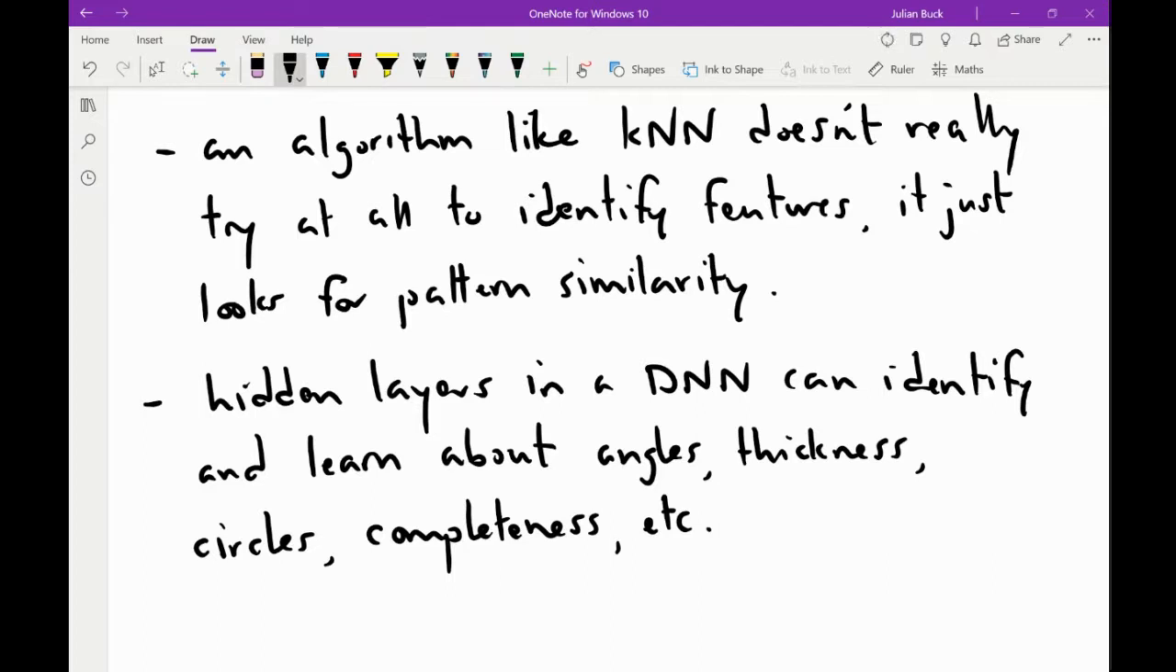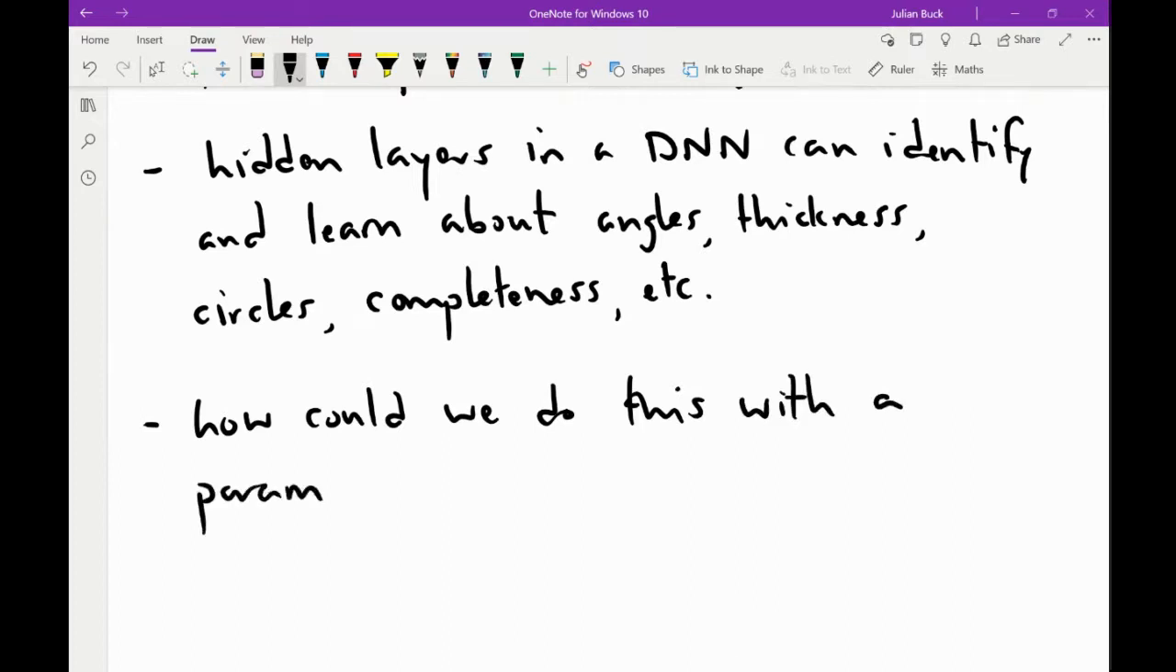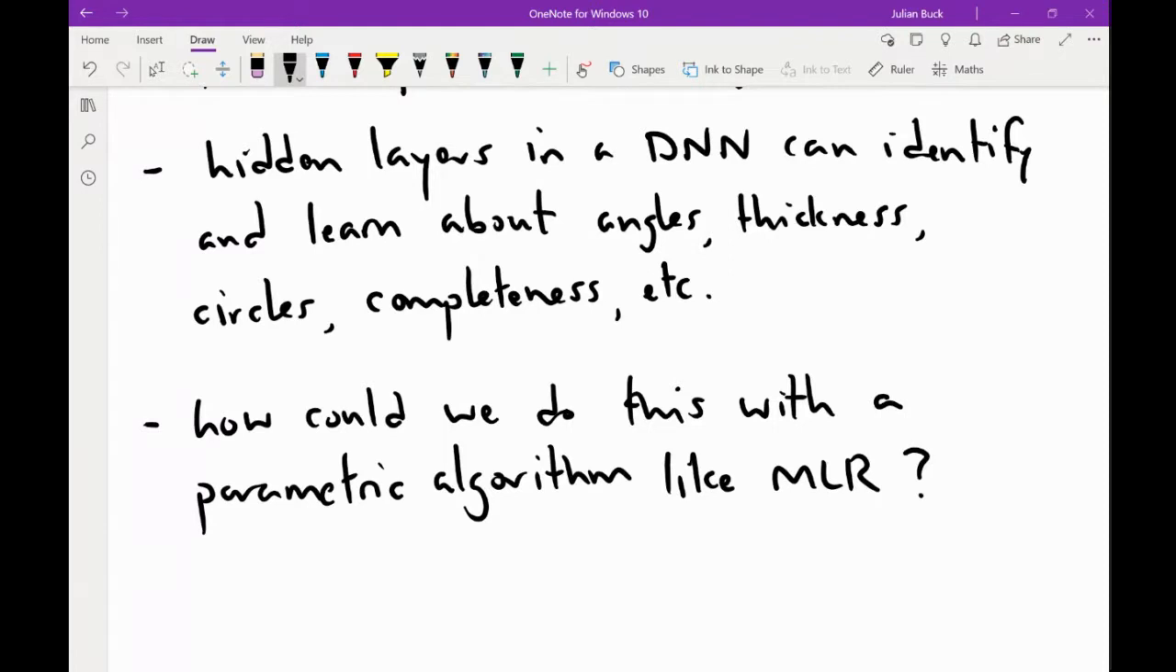Now, how would we do this with an algorithm like linear regression? So a parametric algorithm. How could we do this? Remember what we mean by a parametric algorithm is one where we have explicit variables for the features multiplied by scalars. In other words, an explicit functional form for how the algorithm works. Like multiple linear regression.